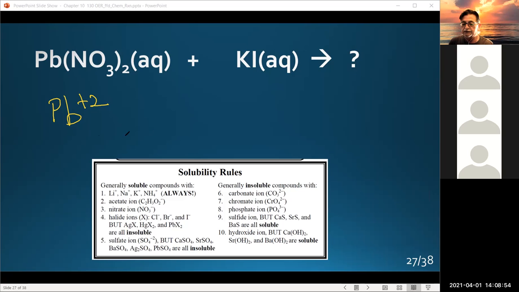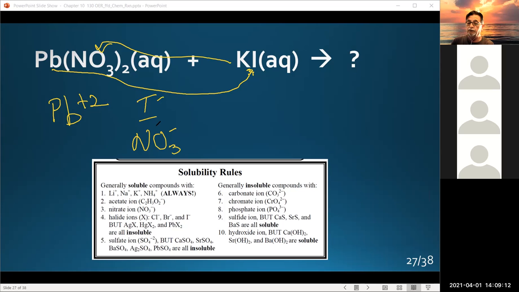The nitrates, as I stated, I'm going to put over here, each have a -1. Now we're going to exchange partners. So the lead now is going to partner up with the iodide, and the potassium is going to partner up with the nitrate. So the iodide is a -1 because it is a group 7 element, a nonmetal, it gained 1 electron. So it's got a -1 charge.